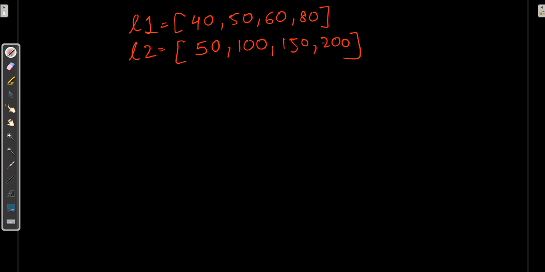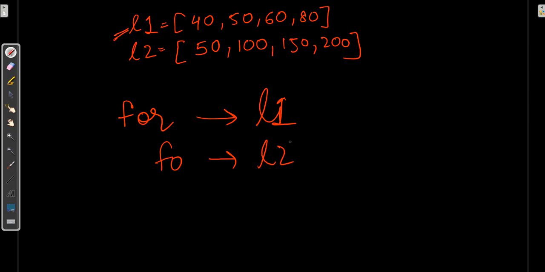In the first method, we will iterate both lists, first L1 and then L2, and then we will check each and every element of L2 to see whether it matches with L1 or not. So here it will check first 50, is it matching with 40? No. Then it will check whether 50 is matching with 50. Yes. So we will make another list, L4, and this 50 will get appended to L4.